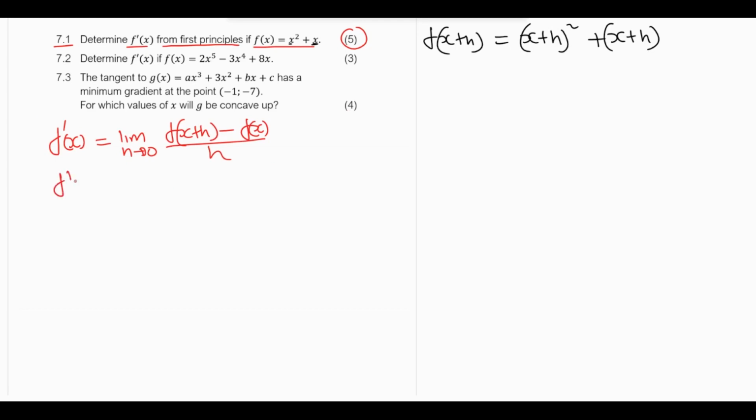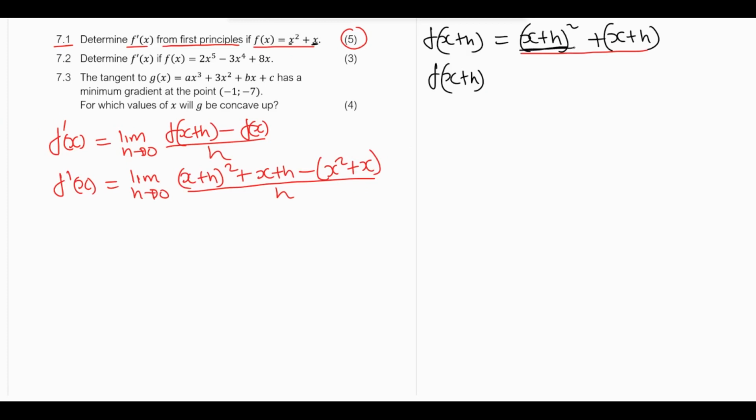So we can say f prime x is equal to lim h approaching 0. Then we have this. So it's going to be x plus h squared plus x plus h minus, be careful there, your f of x must be in the bracket. So minus x squared plus x. All this divided by h. Right. So let's simplify this f of x plus h.